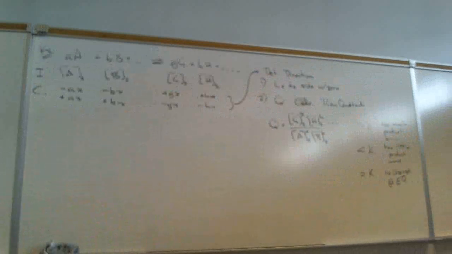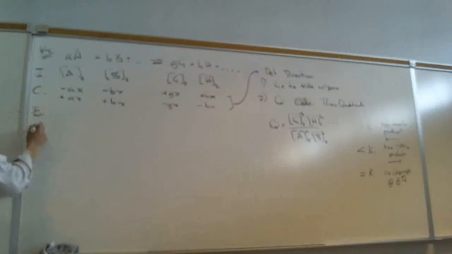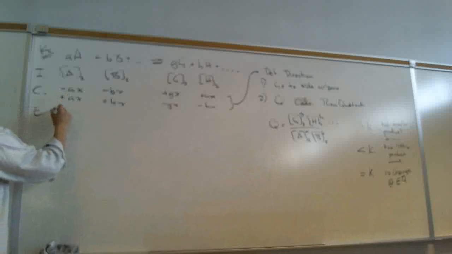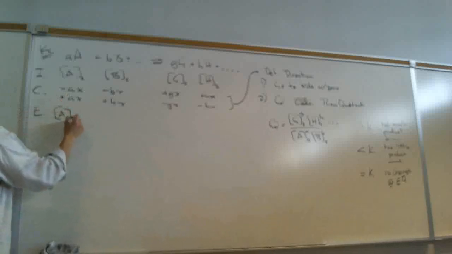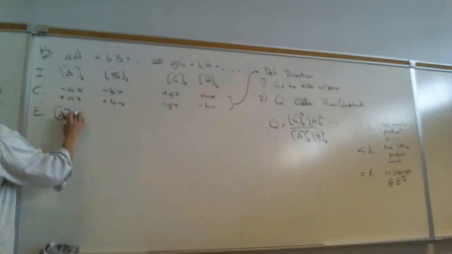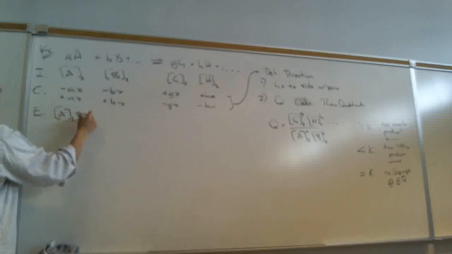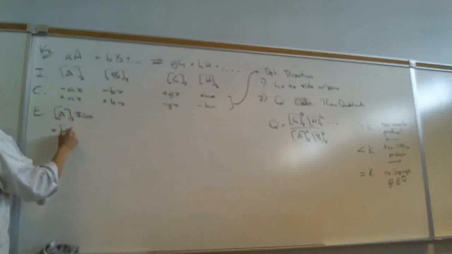And then what we do is we figure out the equilibrium. At equilibrium, it's going to be A initial, plus, actually, let's say minus or plus AX. This is equal to A at equilibrium.